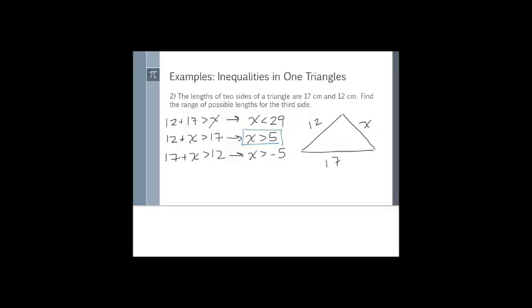our constraints here. Okay, but in addition to that, x also has to be less than 29. So the range of possible values for x are anything from 5 to 29. So 5 is less than x, which is less than 29.